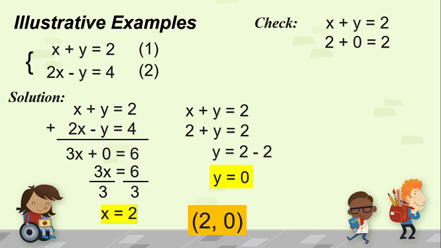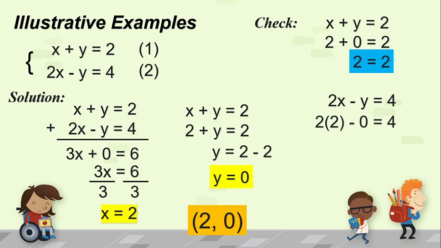So 2 plus 0 is equal to 0. So therefore, 2 is equal to 2. Now, let's use our second equation, which is 2x minus y is equal to 4. And then, let's substitute the value of our x by 2 and the value of our y by 0.